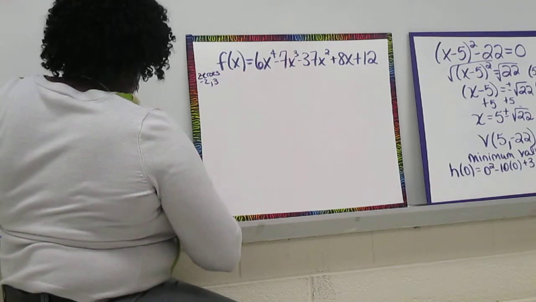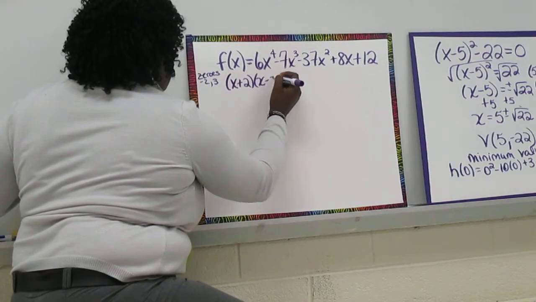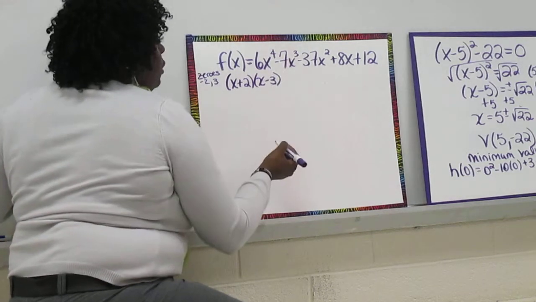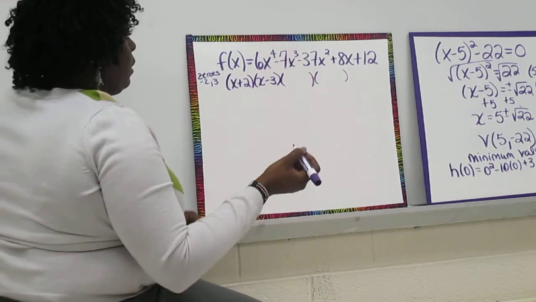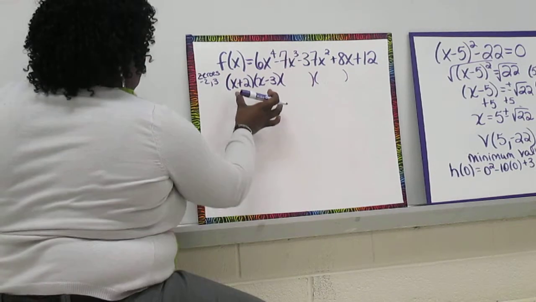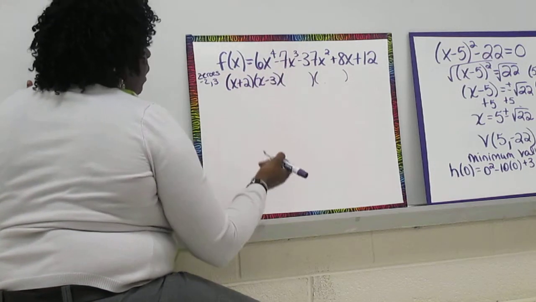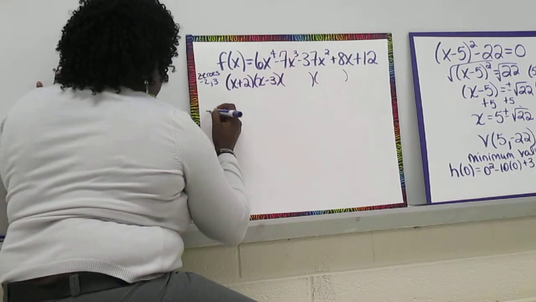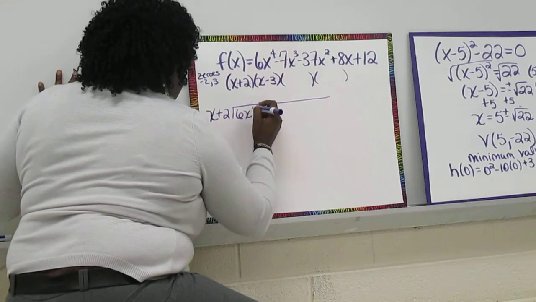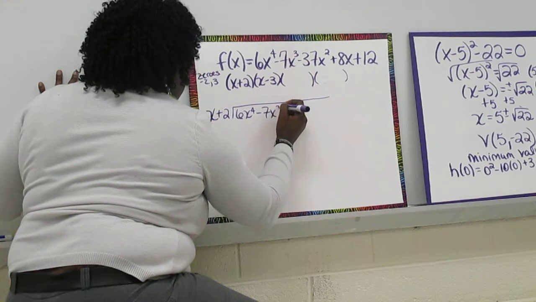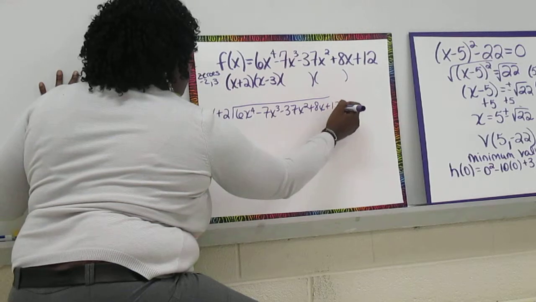So that means that x plus 2 is a factor and x minus 3 is a factor. Degree is 4, so I know I have 2 more factors to find. So in order to find those factors, you can either multiply these two things together and divide, or you can divide each one individually. I'm going to divide each one individually just so I can show you each step. So I'm going to do x plus 2 divided into 6x to the 4th minus 7x cubed minus 37x squared plus 8x plus 12.